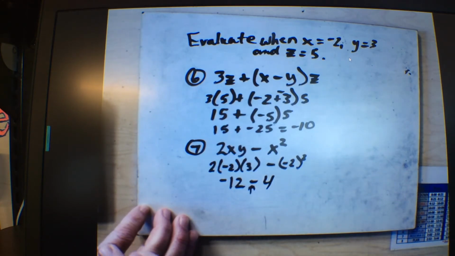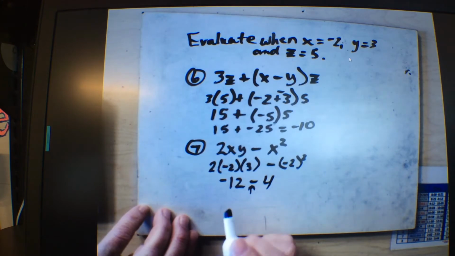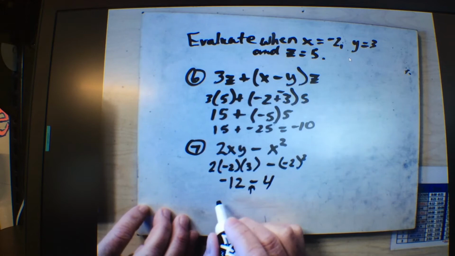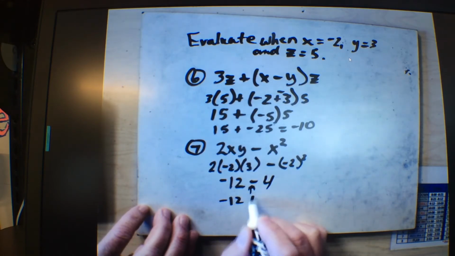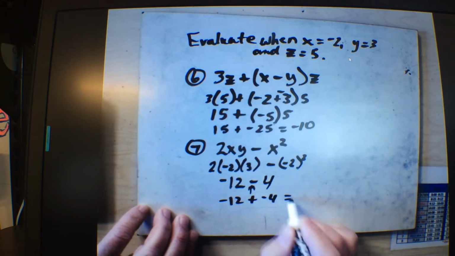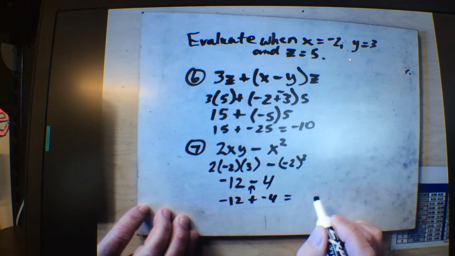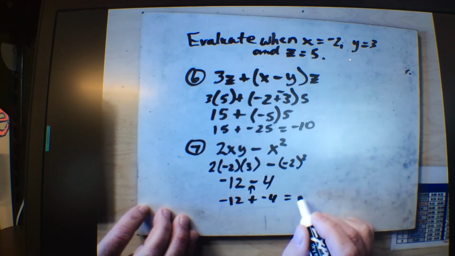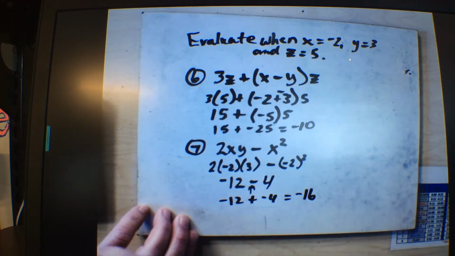Okay? So now I'm going to change it to addition, right? Change it to addition for me, Tater. Negative 12 plus a negative 4, and that would be what, Tater? Negative 16. Any questions?